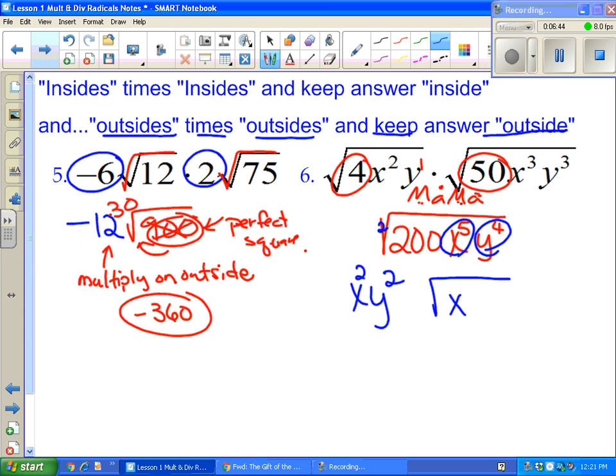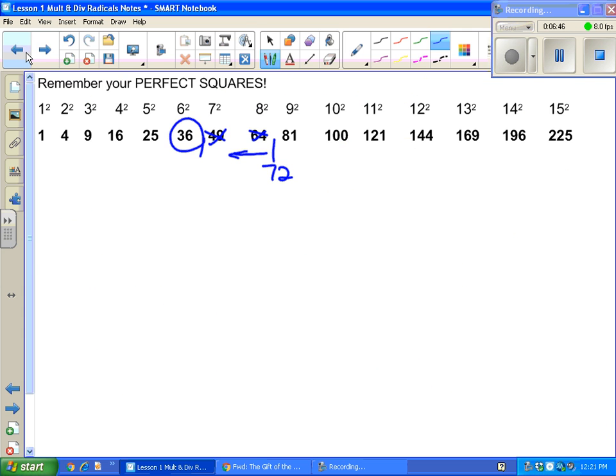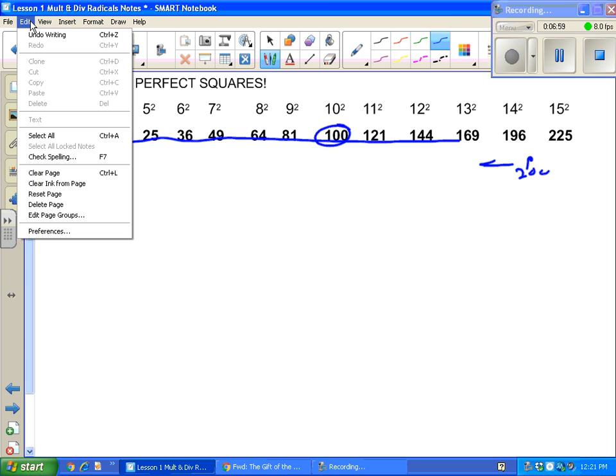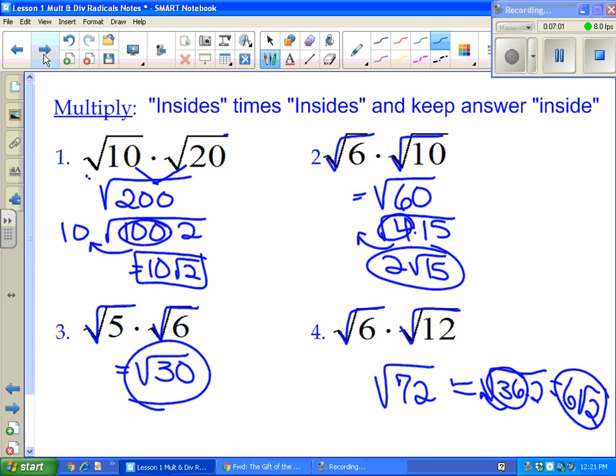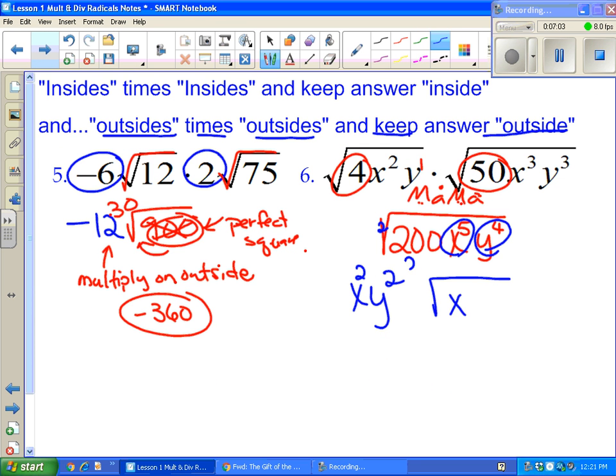Now, I still need to work with 200, so just like I did before, 200 is a number that falls way over here. So I'm looking back here. I want to look at all these squares. Turns out 100 is the number that goes into 200. So if I break this down into 100 times 2.